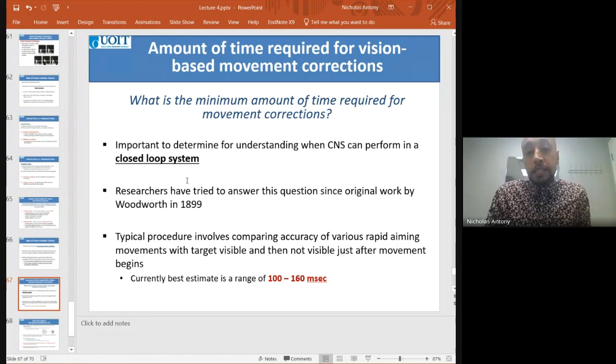One thing that I wanted to say was, what is the fastest that we could have time to react where we can move in a closed loop system? Typically the estimation is between 100 and 160 milliseconds is the lowest amount of time that we could have where we could still operate with feedback.